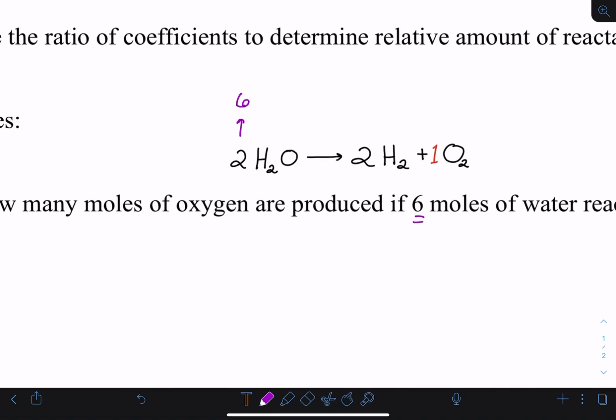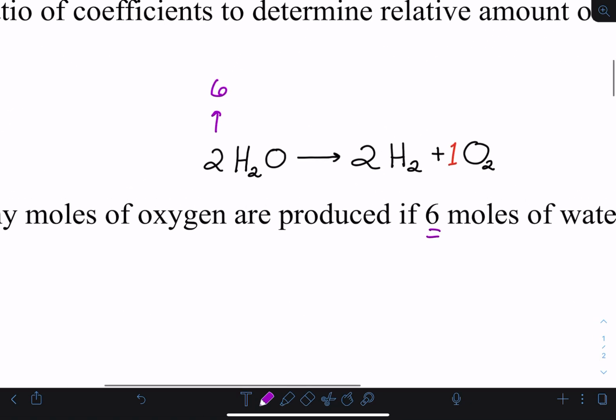So essentially, instead of using 2 moles of water, we're using 6, which means that we have tripled our recipe. So in order for this to stay balanced, we need to apply the same factoring to all of our reactants and products. Just like if you use 3 times as much flour baking cookies, you better use 3 times as much eggs and 3 times as much sugar as well.